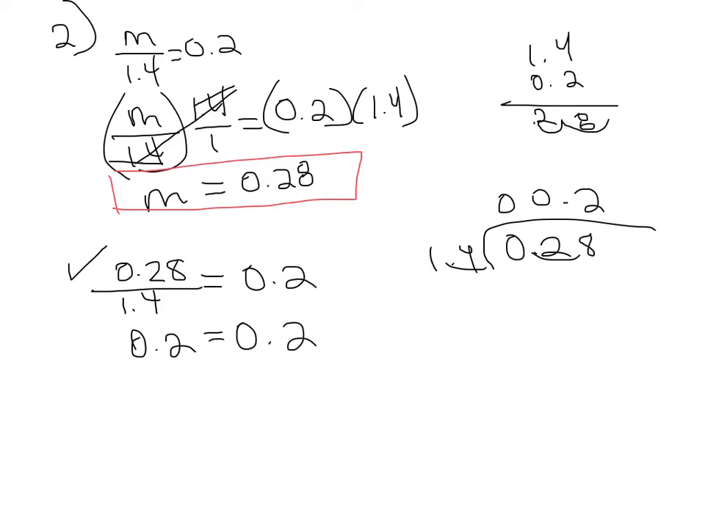And of course, when I'm done checking, I should get something that is always true. 0.2 does always equal 0.2. So I know my answer is right. M equals 0.28 or 28/100ths. Again, notice I showed my inverse operations, my scratch work is off to the side, and I showed my check.